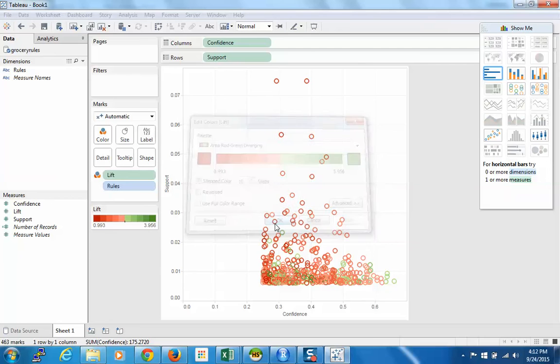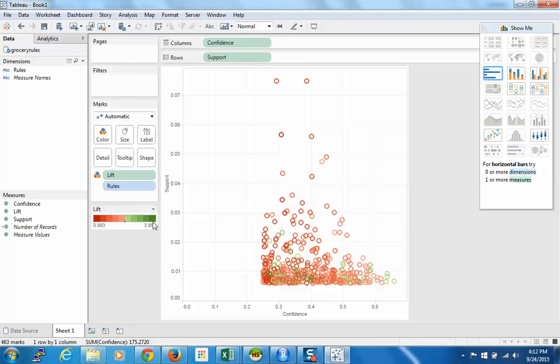And then I do apply, and now I know that if it's really dark green, that implies it has ultra high lift. So there's some dark greens over here. If I hover on them, then I get, okay, this is 3.6, almost 3.7 lift in there. So this could be one of the rules. Although it doesn't have really high support, it doesn't have that high of a confidence, but it has really great lift. So this is a visualization through which I can pick up some really interesting rules, and I can run it through my domain expert, or I can further dig into the data.